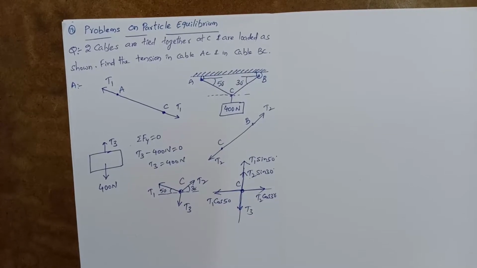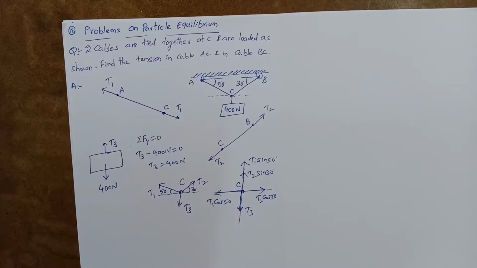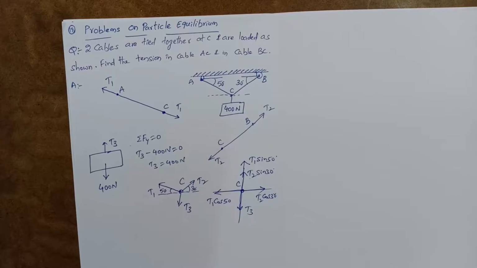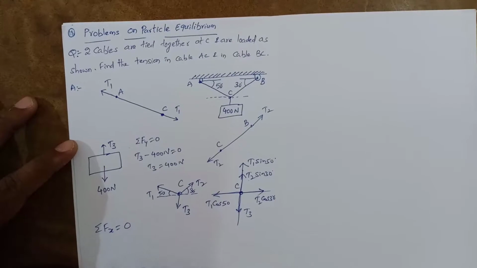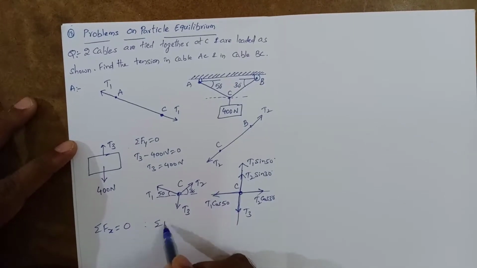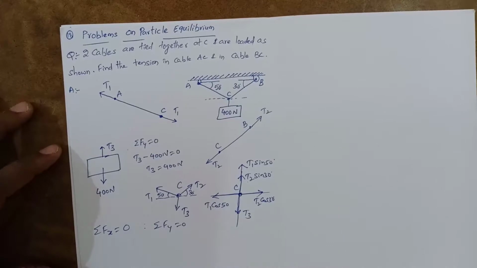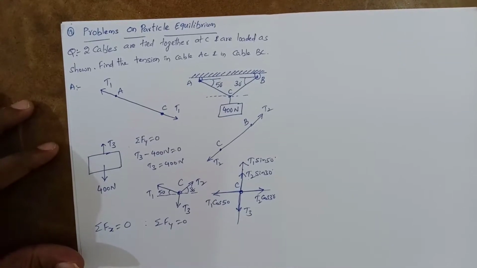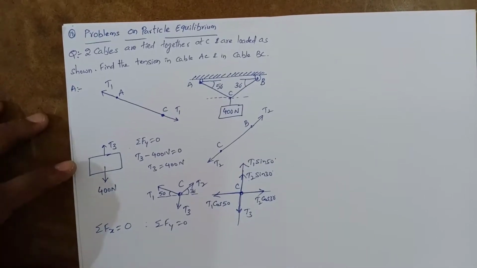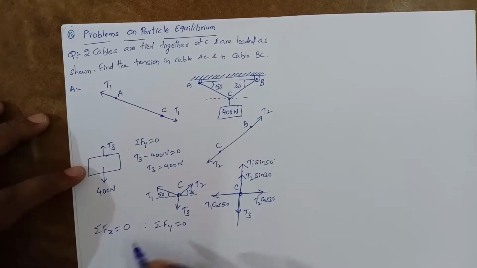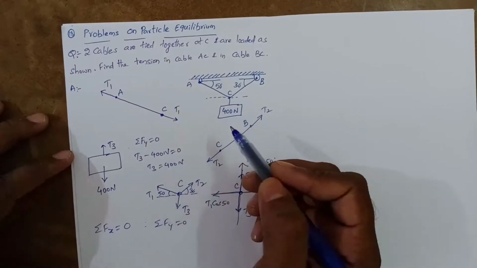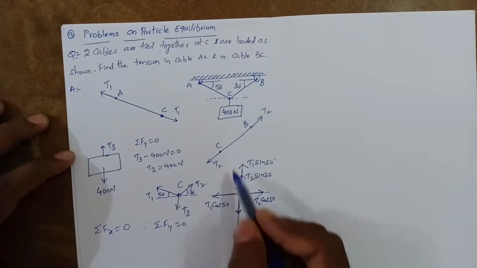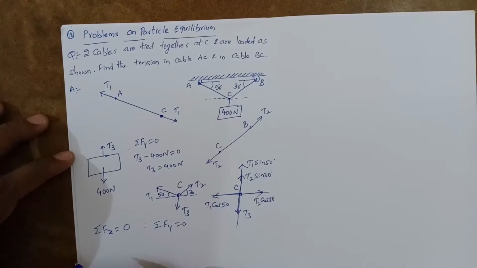Now we can write this point C is in equilibrium, so we can write that net force equal to 0. That implies sigma Fx equal to 0, and sigma Fy equal to 0. This point C is not moving along x direction, so summation of x components of all the forces acting on the point is equal to 0. Similarly, the point C is not moving along y direction, so summation of y components of all the forces acting on the point C equal to 0.